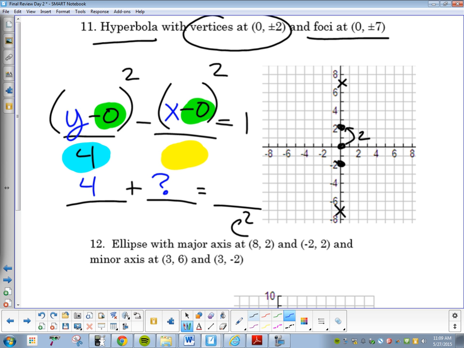What is c squared again? What does that mean? The foci number squared. What is the distance to my foci? From the center to my foci, how far do I go? So what's my c squared number going to be? 4 plus something gets me 49. What is the missing number here? 45 is the missing number. Questions on that problem? Okay, it's been a while since we've done it, but that's all the conic sections for you.